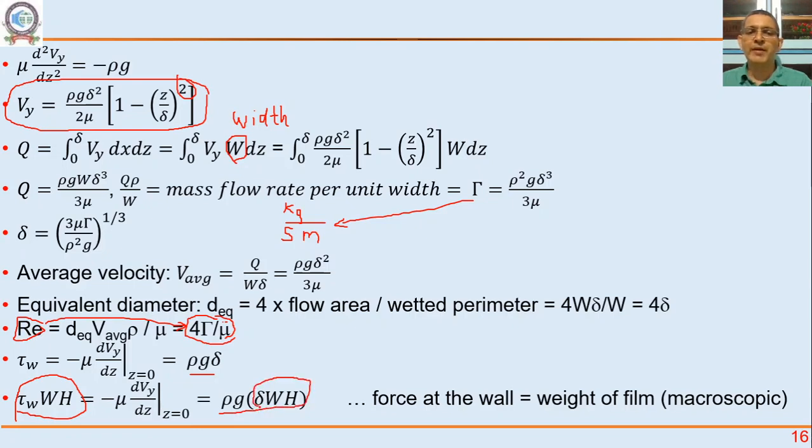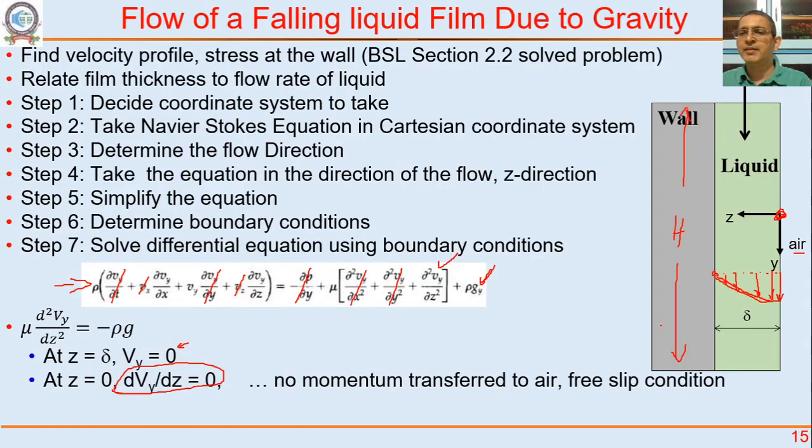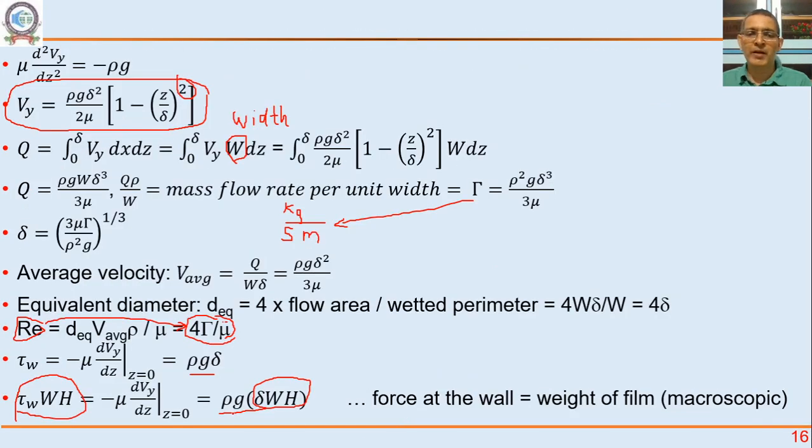So delta multiplied by W into H is just the volume of the liquid, multiplied by rho multiplied by g is just the force on the liquid, which means the gravitational force acting on the liquid is exactly balanced by the weight of the film, is exactly balanced by force at the wall. That's why there's no net force acting. That's why the film is not accelerating. It is going at steady state.